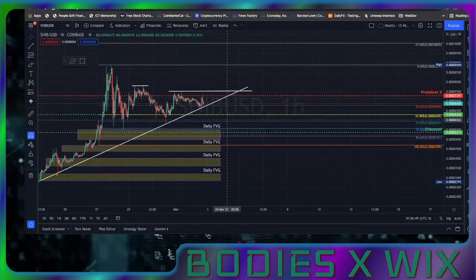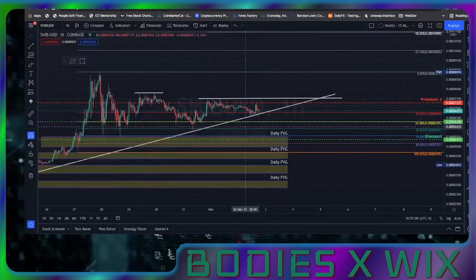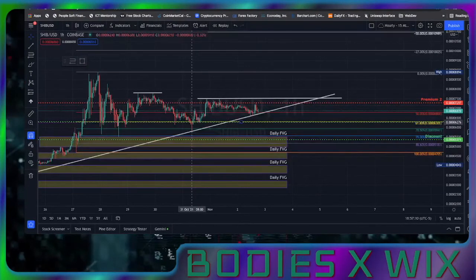And again, I mean, yeah, it could possibly just hit this and then bounce up. Why? Because in your hour, that is where your last bullish order block is, or one of your last bullish order blocks are.